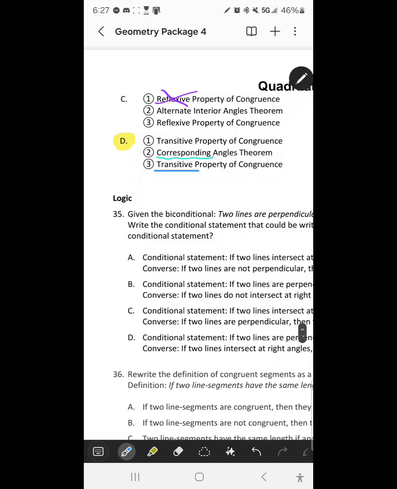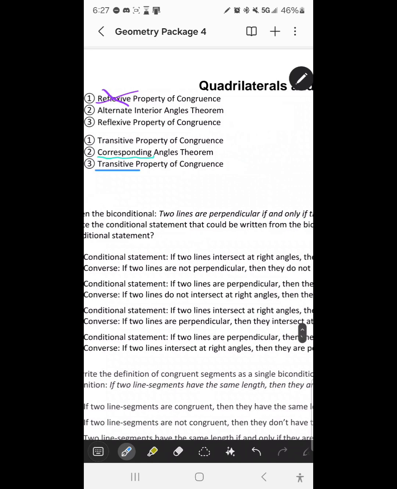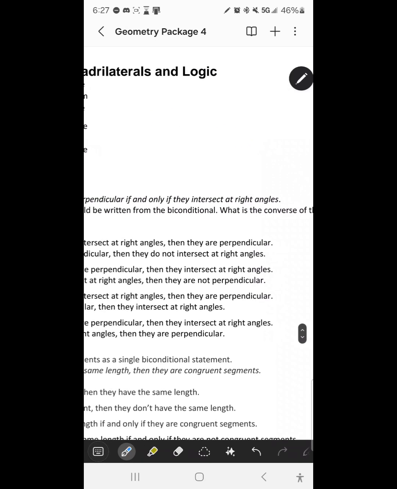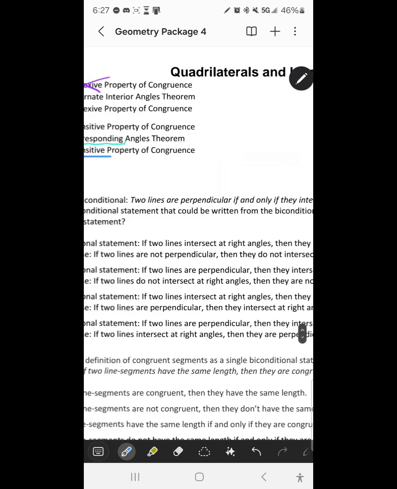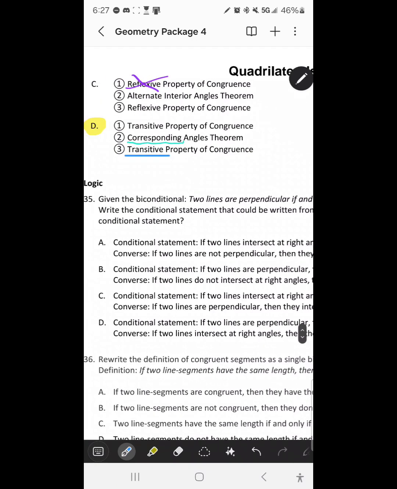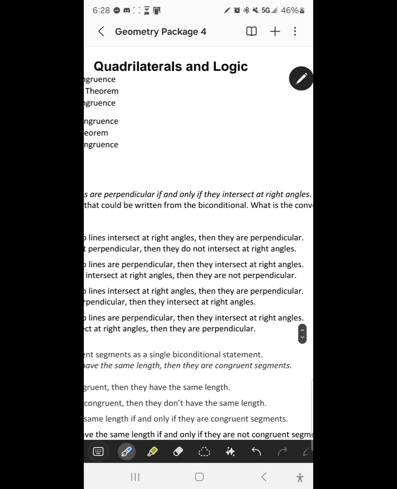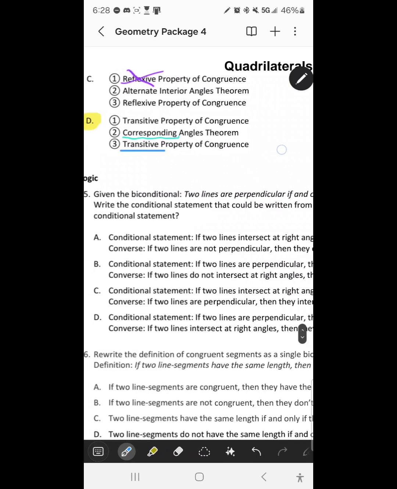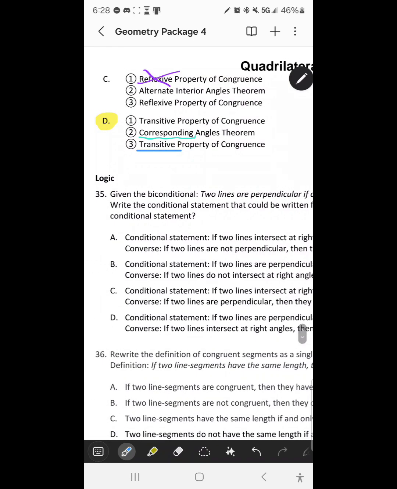Now, logic. Okay, these exercises can be a little bit tricky. Logic is not for everyone. It can be complicated to analyze. So let's get to it and see what we can do. Given the biconditional, two lines are perpendicular if and only if they intersect at right angles. Write the conditional statement that could be written from the biconditional. What is the converse of that conditional statement?